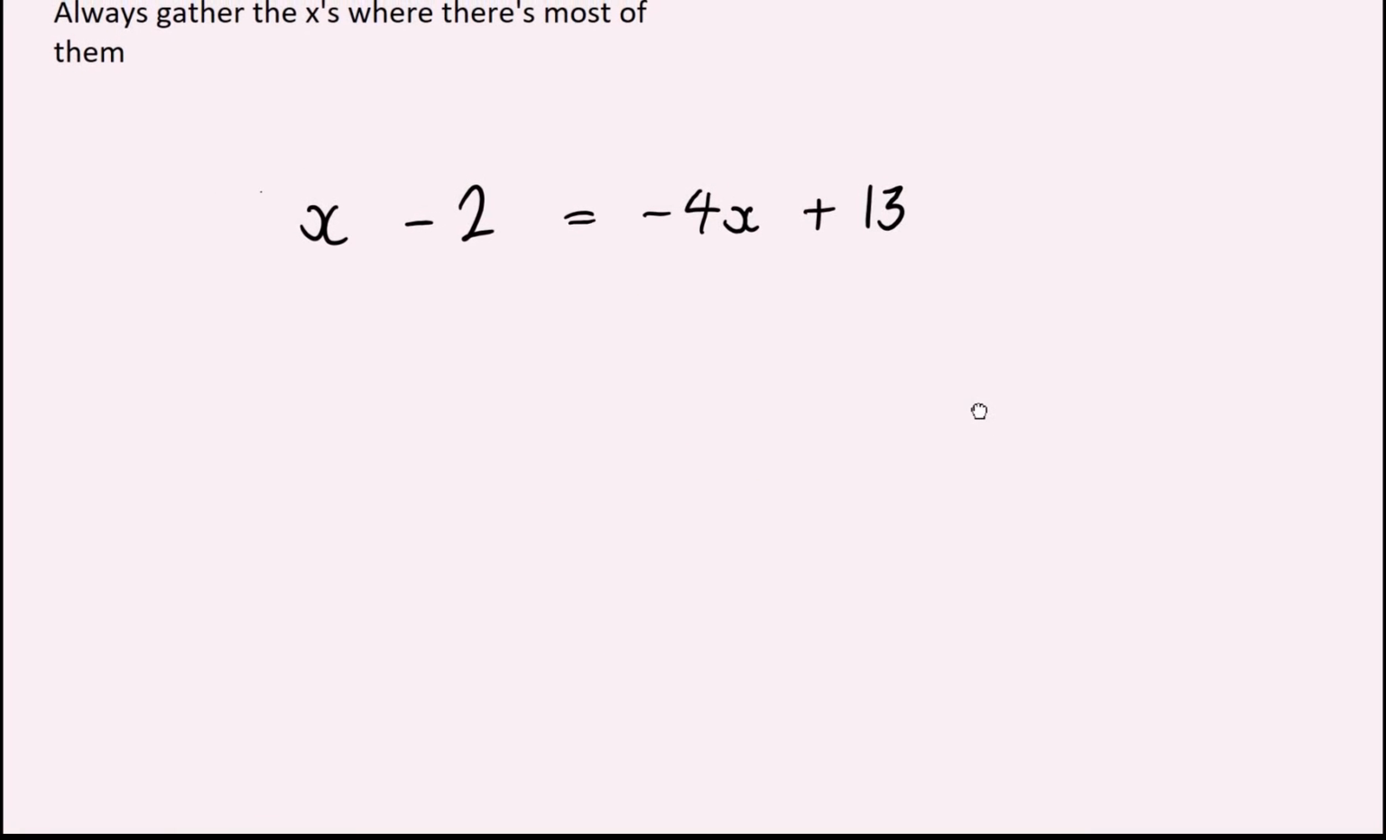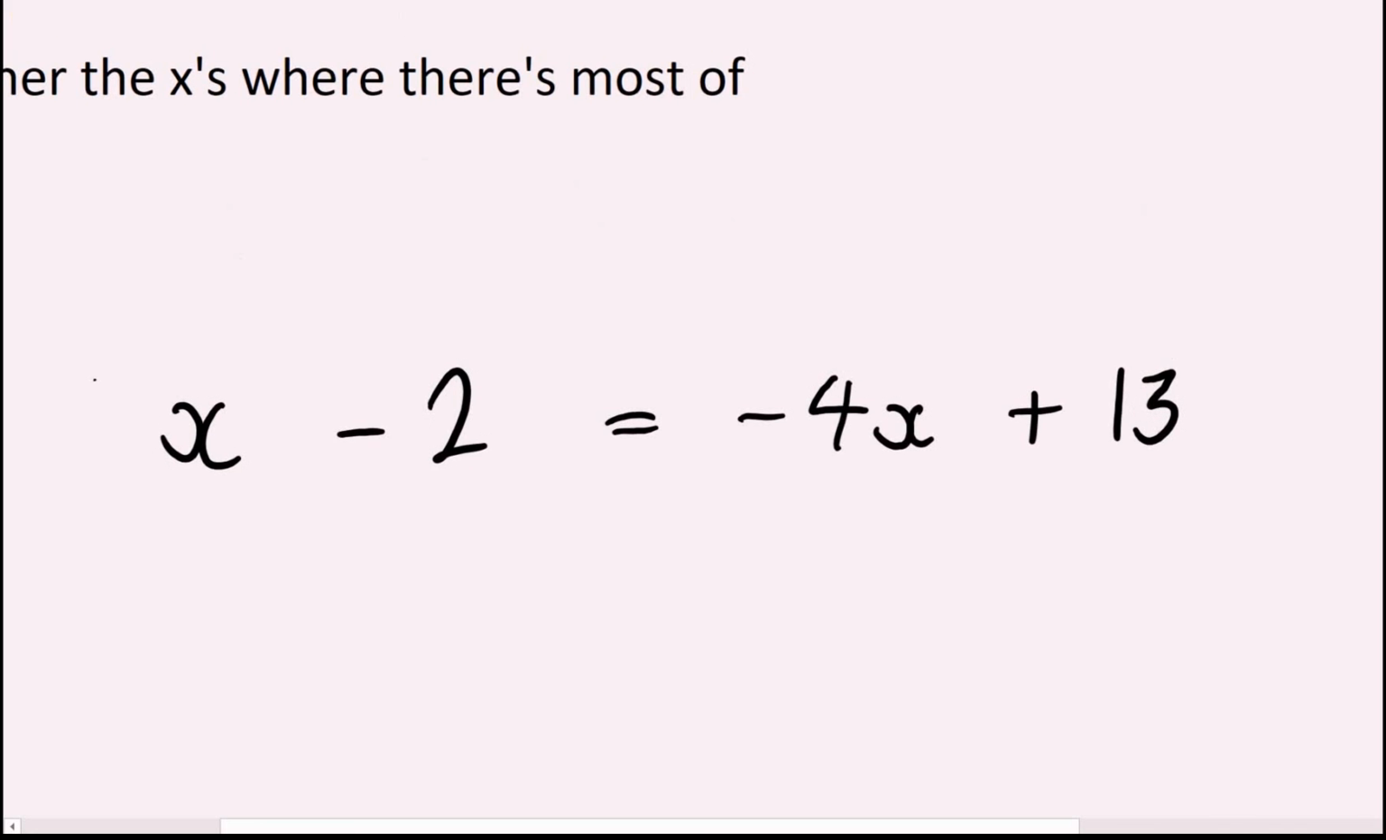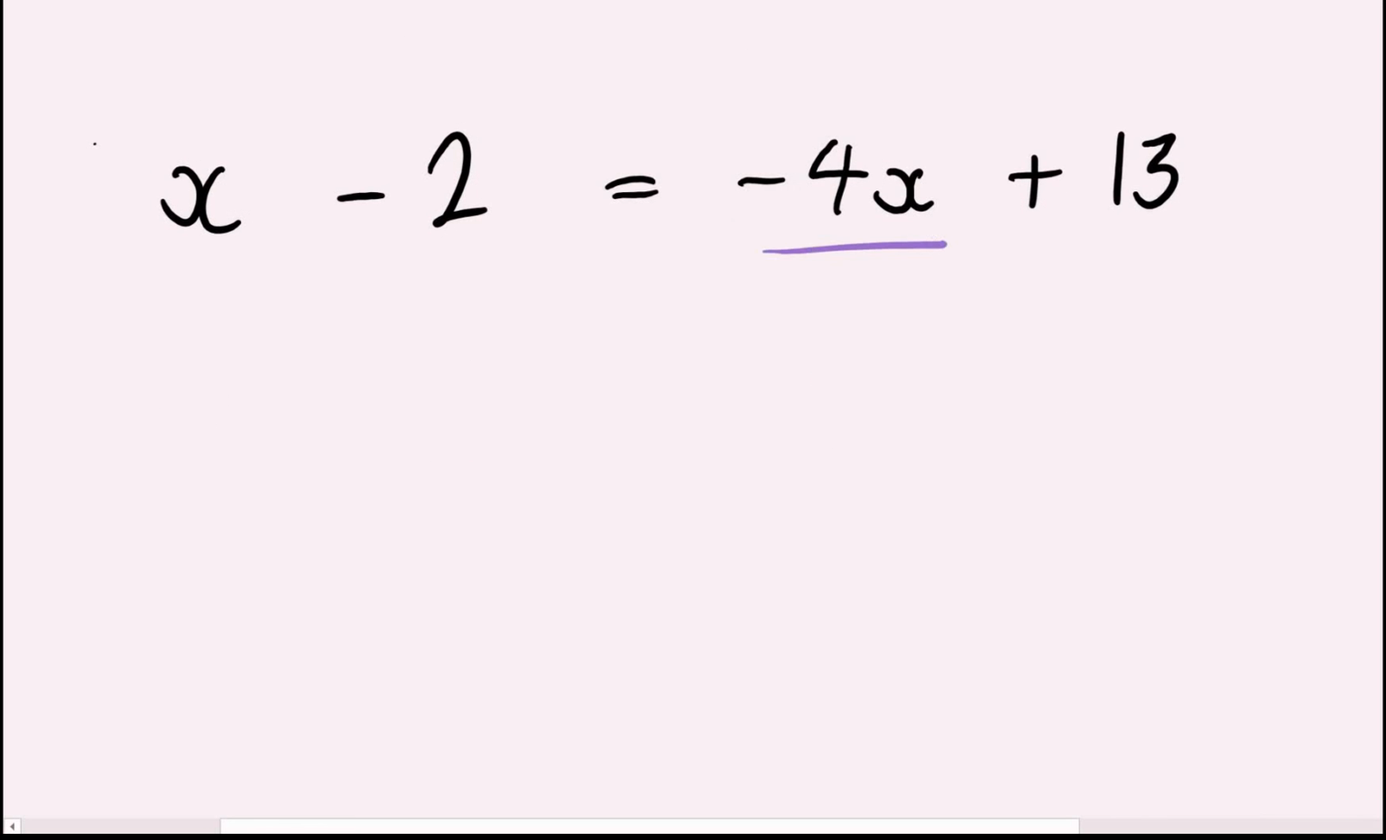Just one more like that. Same rule, but keep in mind, when doing these questions, keep an eye out for negative powers of x. So here I've got basically 1x and minus 4x. So I have the most x's over here instead. First step, get rid of the minus 4x. The opposite of minus 4x is plus 4x, so we add that on over here.